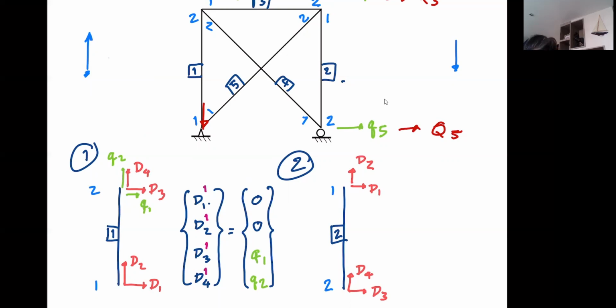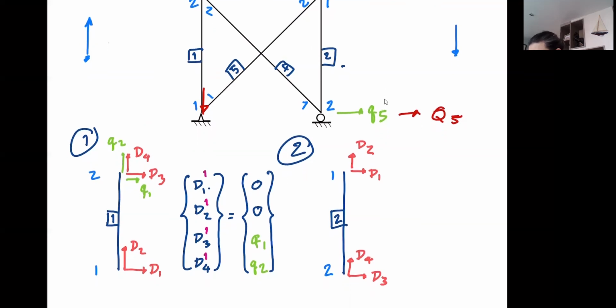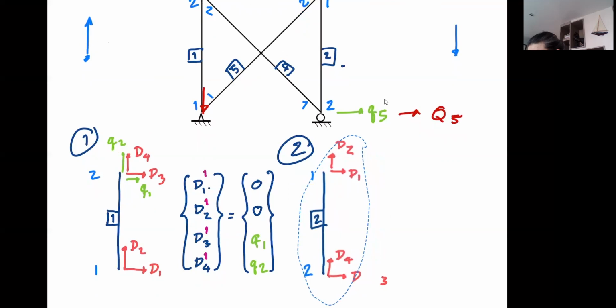Okay, so I'm going to give you a few minutes to try to do it yourself for member number 2. Please try to do it for your own benefit. Okay, let's see if you can do it. And do ask questions right away if you have any.